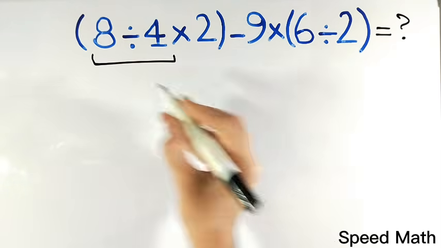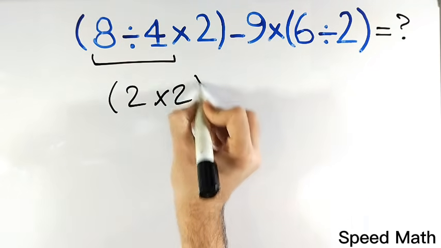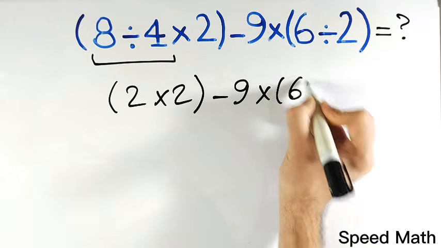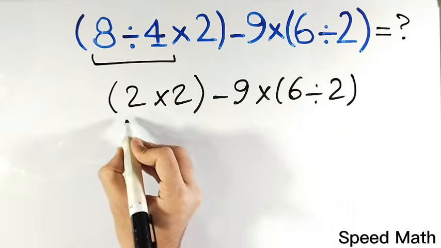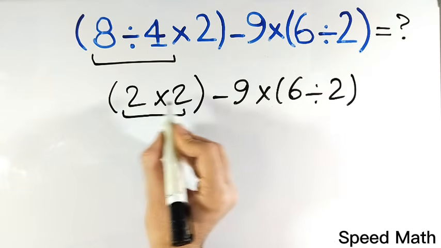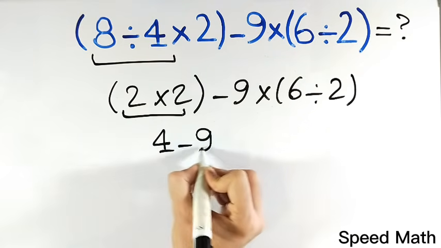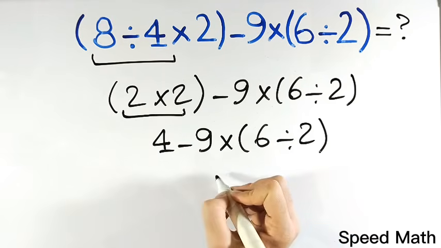4. So, instead of this expression, they write 2 times 2 inside the parentheses, then minus 9 and multiplied by 6 divided by 2 inside the parentheses again. And the next step, they go for the multiplication between 2 and 2 and write this expression as 4 minus 9 times 6 divided by 2 inside the parentheses.